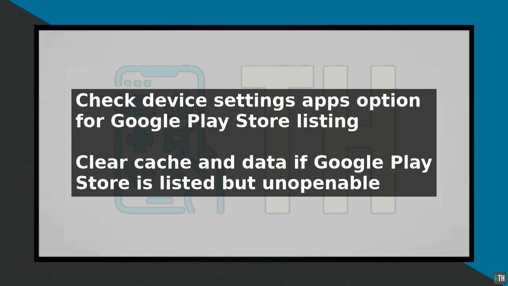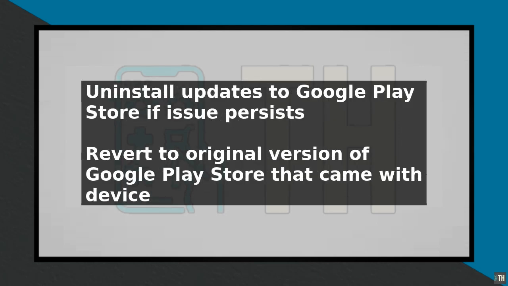To do this, select the Google Play Store from the list of apps. Then choose the three-dot menu and select Uninstall Updates. Your device will then revert to the original version of the Google Play Store that came with your device.